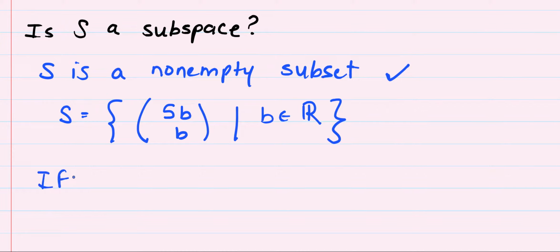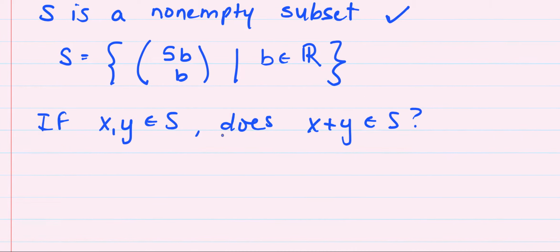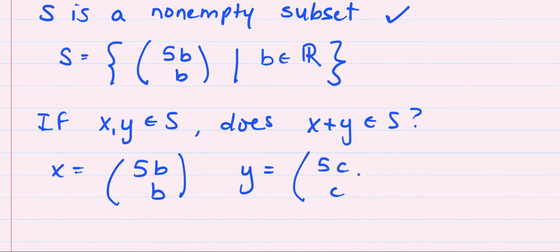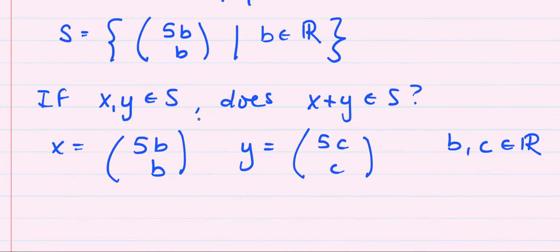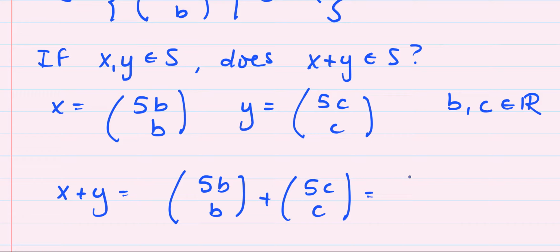Cool. Now I want to check vector addition and scalar multiplication. So if x and y belong to S, does x plus y belong to S? Well, we need to come up with two vectors, x and y, in S, and see if we add them together if we're in S. So if we let x be (5b, b), that belongs to S, and we let y be (5c, c), where b and c are real numbers. Both of these vectors belong to S, and x plus y is (5b, b) plus (5c, c), which is (5b plus 5c, b plus c).